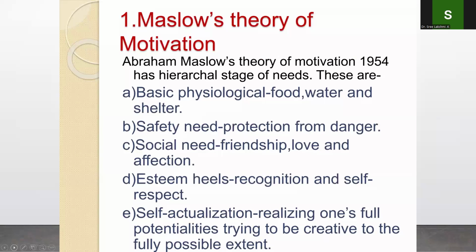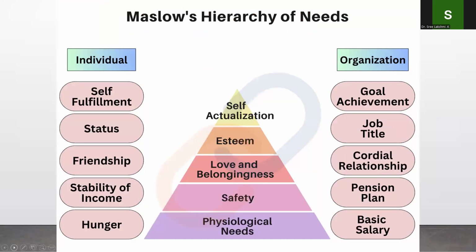The second level of need is safety and security needs. Once physiological needs are met, individuals seek security and protection from physical and emotional harm. This includes personal security, financial security such as job security, stable income, health and well-being, and a safe environment.